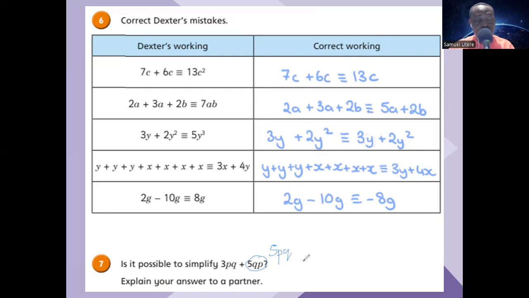But remember what we said? We write things in their alphabetical order. Our very first lessons in algebra, right? So we can actually simplify this because this is actually 3PQ plus 5PQ. So can you see they're like terms? They have the same variables and they have the same power. So we can actually simplify them.